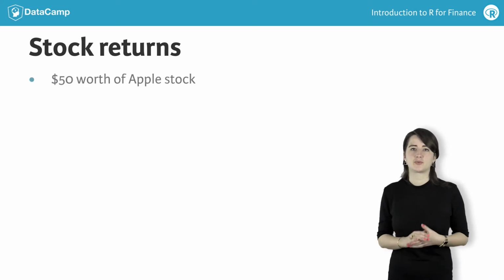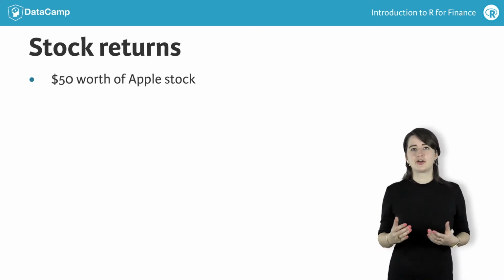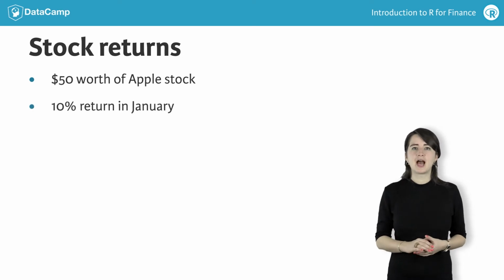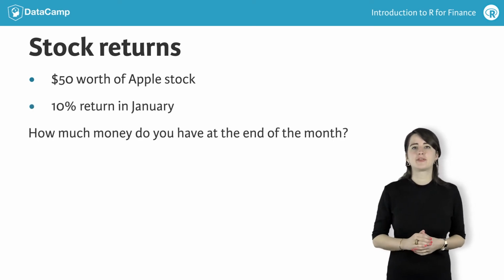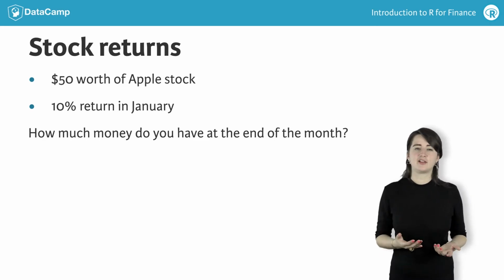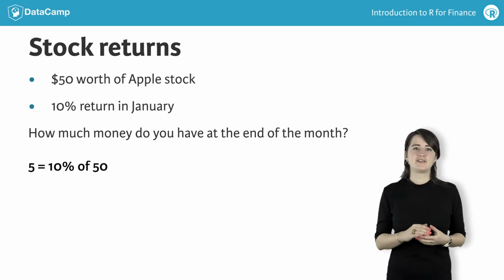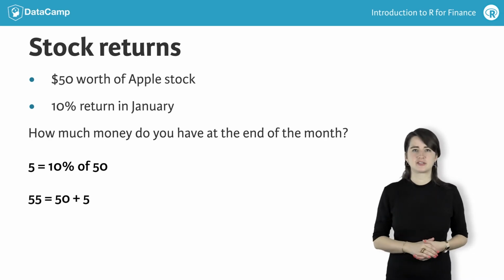Suppose you have $50 worth of Apple stock. If that stock earns you a 10% return in January, how much money do you have at the end of the month? The math for this isn't complicated. 10% of 50 is $5, so by adding this to your existing $50, you now have $55.